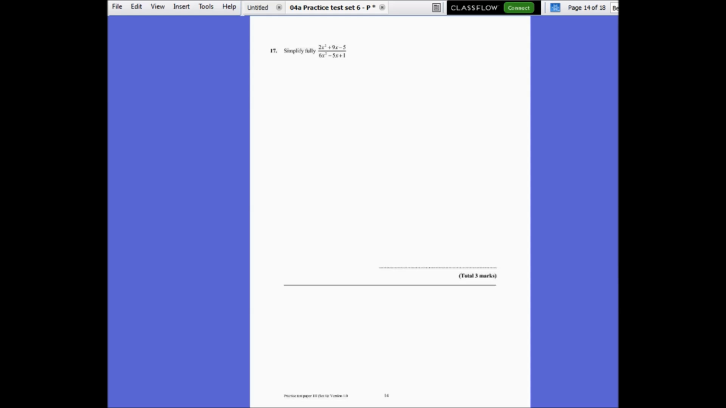Question 17. Simplify fully 2x squared plus 9x minus 5 over 6x squared minus 5x plus 1. To factorise the top, we're going to have 2x and x. So to simplify algebraic fractions, we always factorise. And to get the 5 on the end, that's going to be really easy. It's got to be a 5 and a 1.